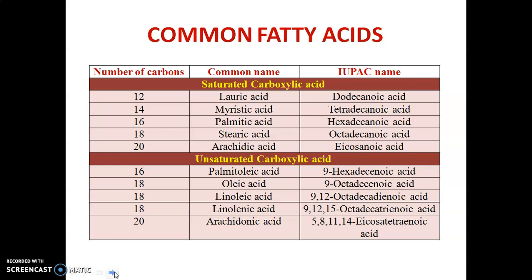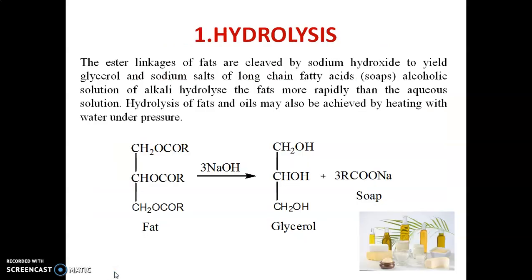Unsaturated carboxylic acid examples include palmitoleic acid, which contains 16 carbons, oleic acid, which contains 18 carbons, linoleic acid and linolenic acid. They also contain 18 carbon atoms, whereas arachidonic acid contains 20 carbon atoms. Now let us discuss the different reactions of fats and oils.